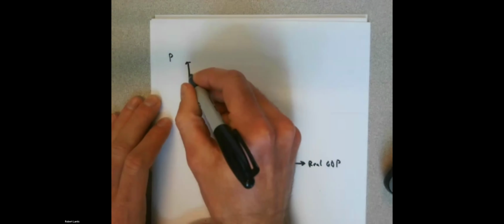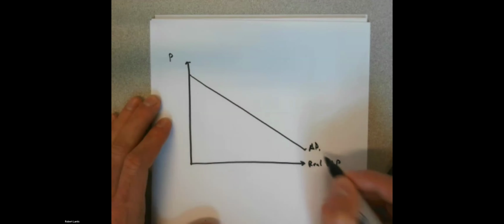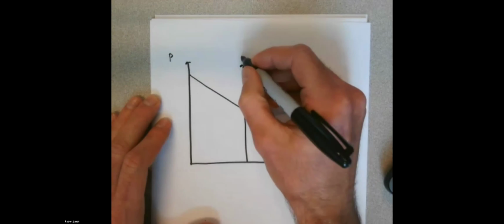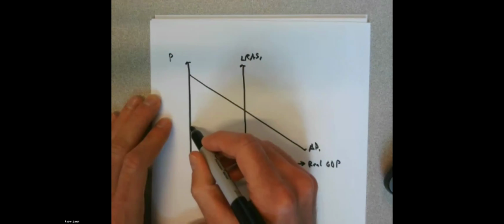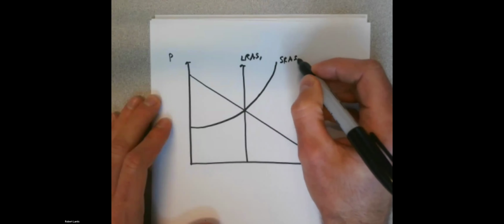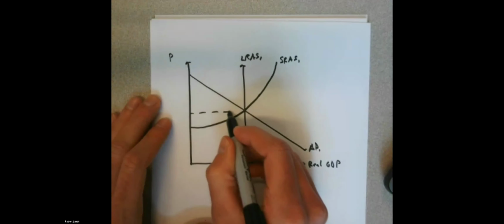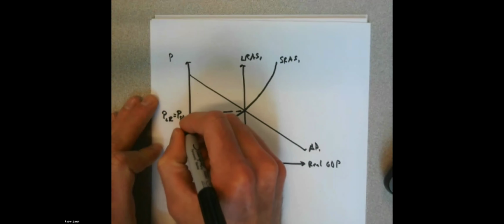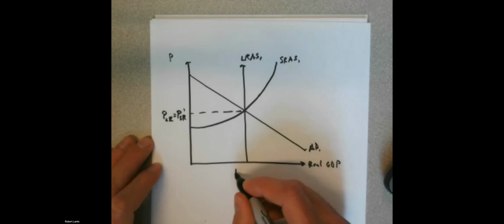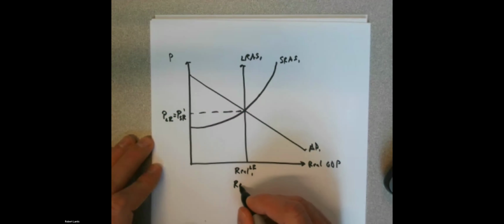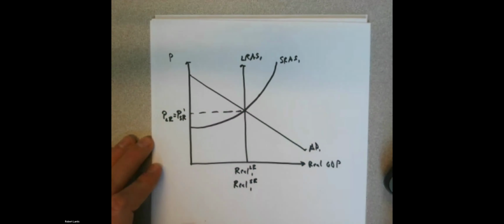So if we've got this model, I've got my initial aggregate demand. Let's say here's my long run aggregate supply. Here's my short run aggregate supply curve. Okay, so initially we start out, here was the price in the long run, and it was the same as the price in my short run. Here was my real GDP in the long run, and it was the exact same as my real GDP in the short run. This is my initial starting point.